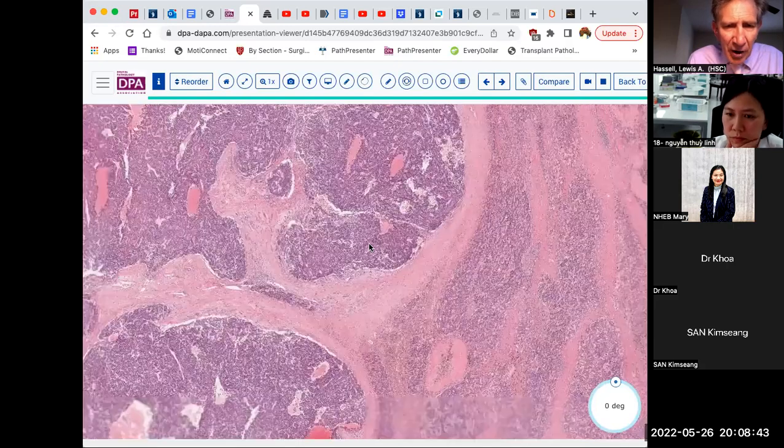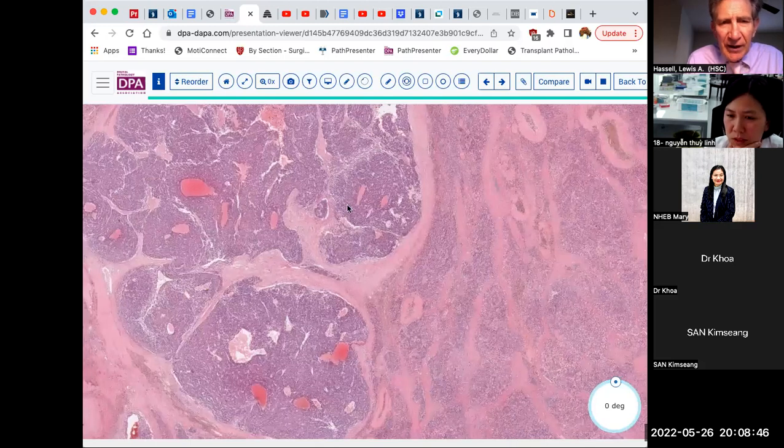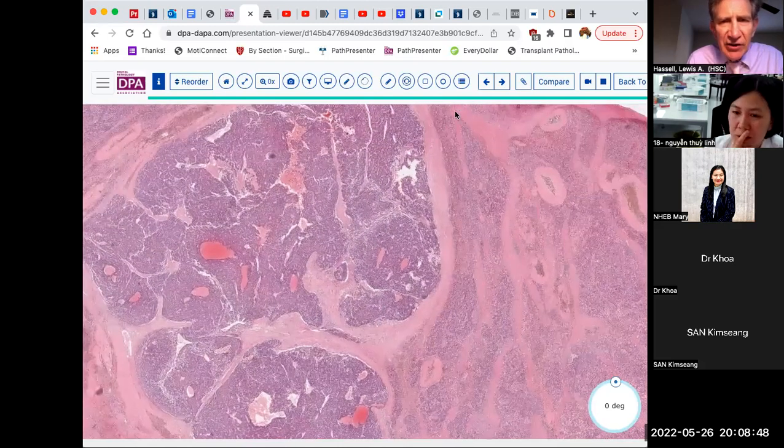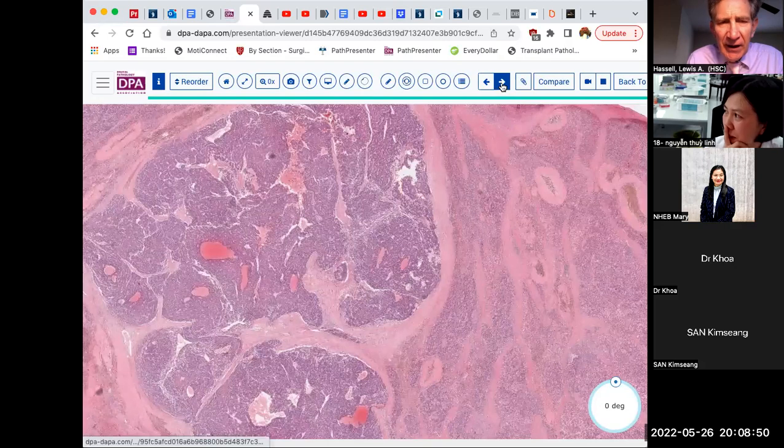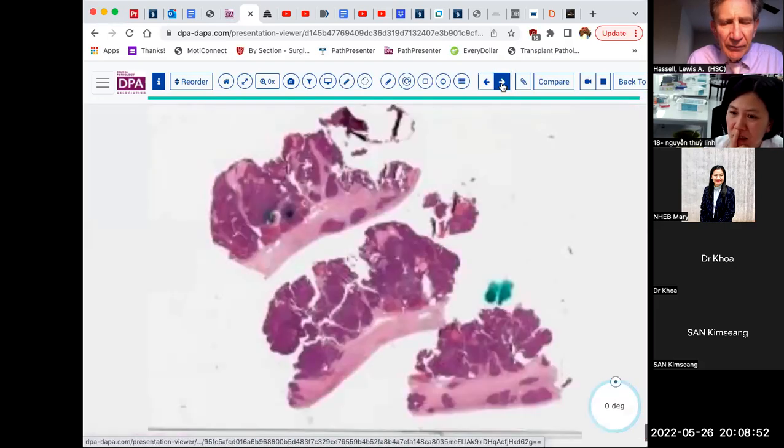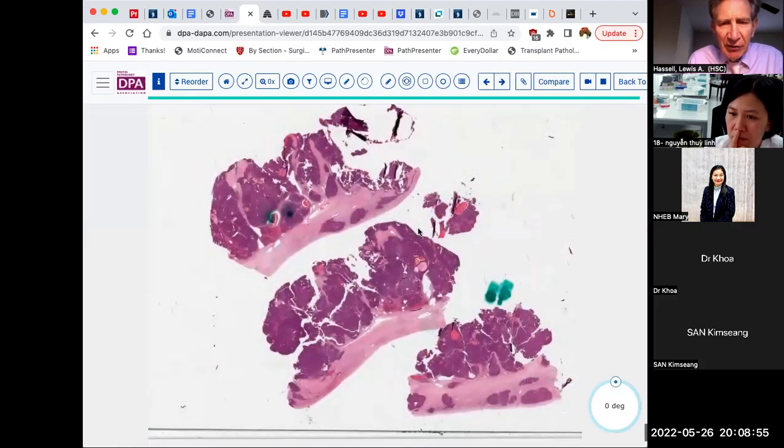And the margins are usually fairly sharp. These tend to be right-sided lesions a little bit more than left-sided. And so that makes the surgery sometimes a little bit more challenging.